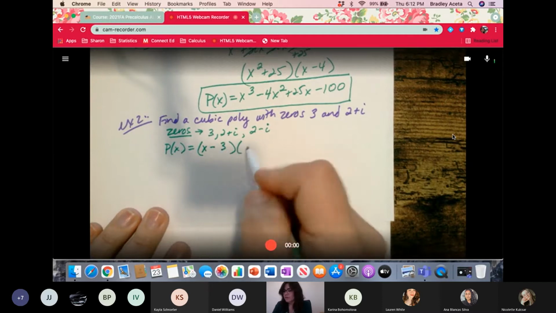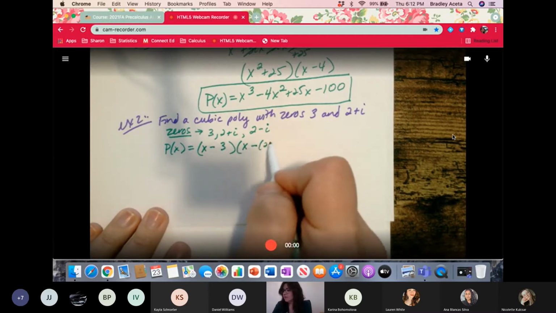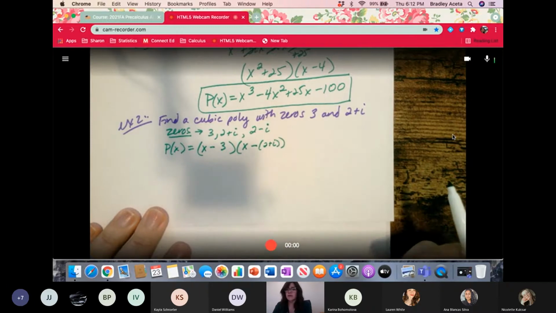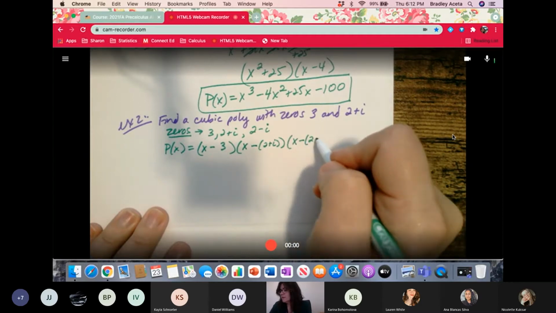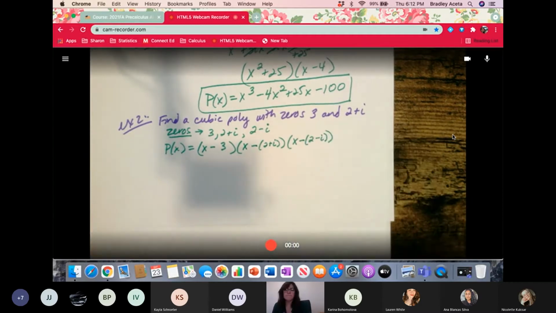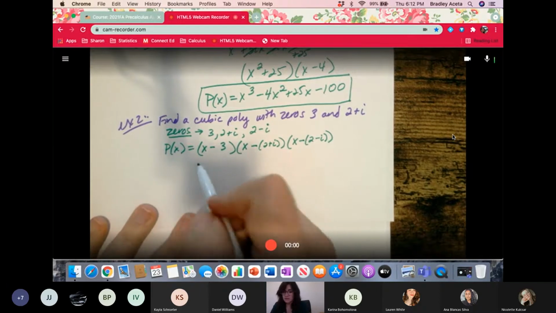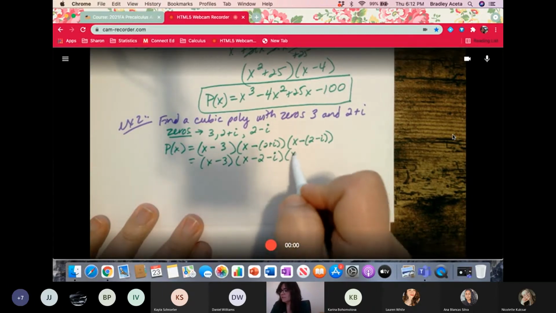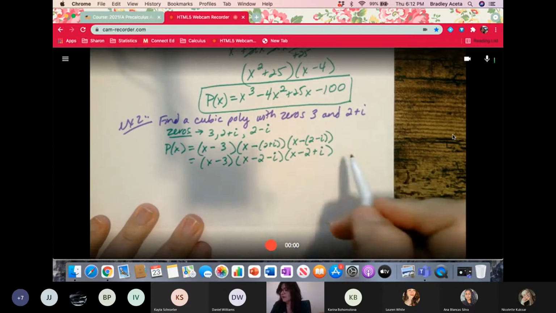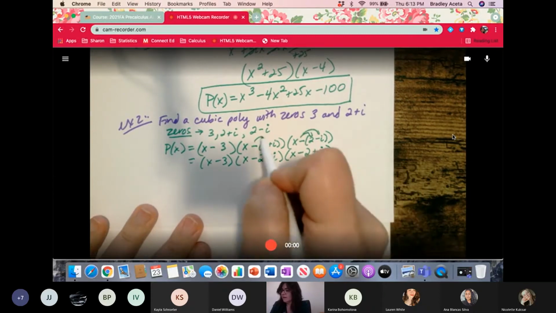Now, be careful on these two. Then this would be x minus, in parentheses, 2 plus i. There's a reason why I'm putting it like that. And then x minus, in parentheses, 2 minus i. Okay? Why am I doing that? Because that minus needs to be distributed. Some of you could probably skip this step because you'd be like, oh, I'll just distribute it up here, but this might just be something that you need to see. So this would really be x minus 3 times x minus 2 minus i times x minus 2 plus i. I just distributed that negative.